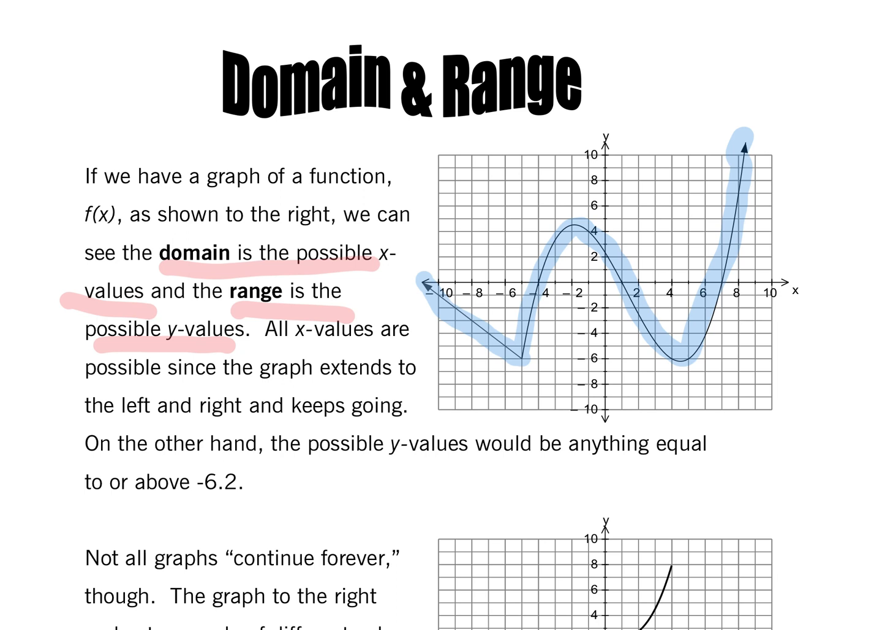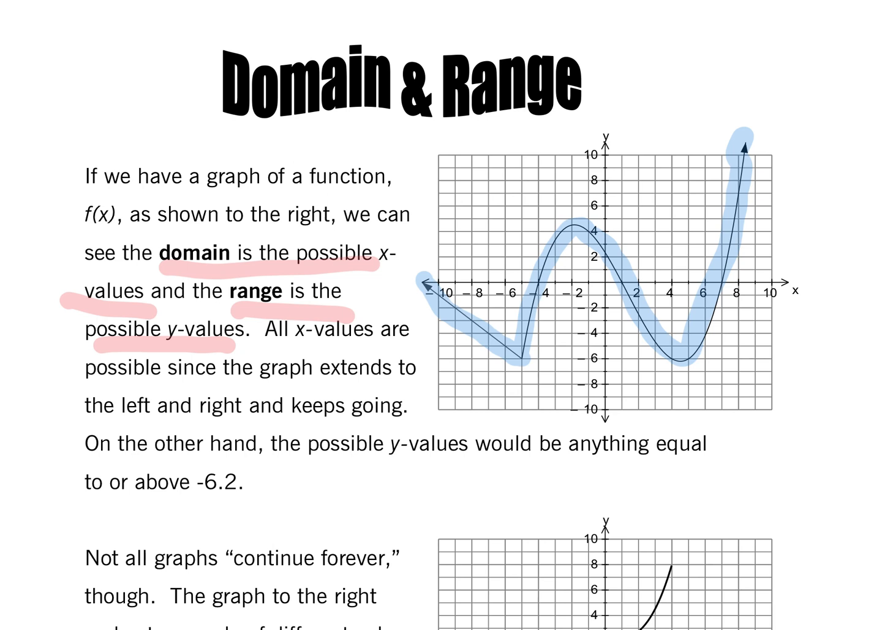When we're thinking about possible x values or possible y values, it may be useful to think about impossible values, things that can't be. And here, there's no such thing. It extends all the way to the left and all the way to the right. So there's no impossible values for x. So we say that x can be anything.